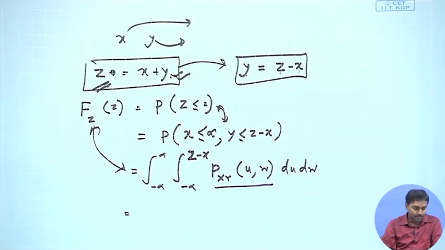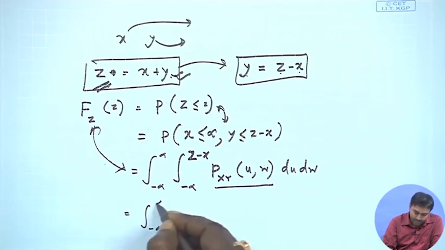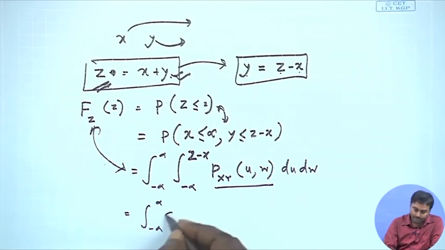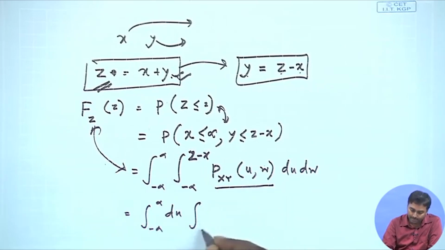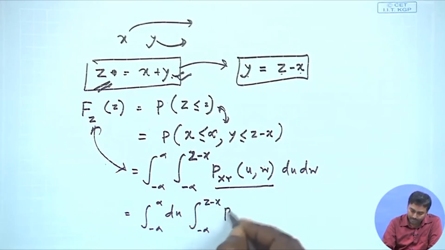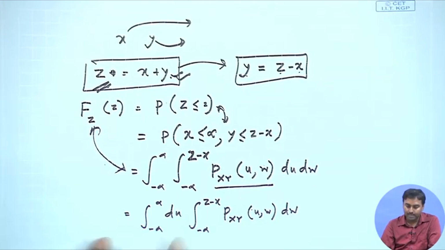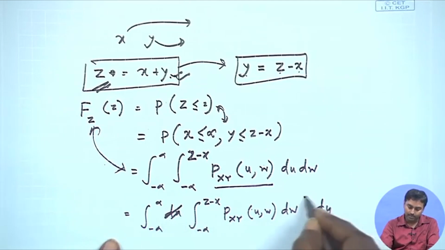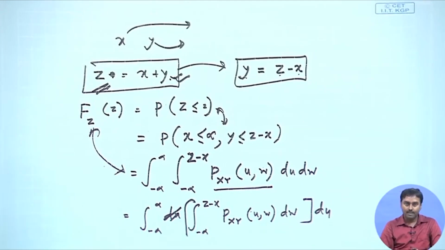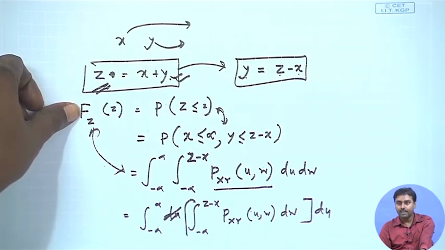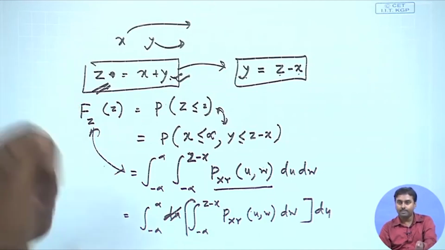Now, let us try to do something. I can write this from minus infinity to plus infinity du, and within that my integration from minus infinity to z minus x of p_xy(u, w) dw. I have not separated this integration, remember it is still an integration inside an integration, I am just writing it in this way. Now, what I will try to do is differentiate this with respect to z, because I want the PDF of z. That must give me the PDF of z.